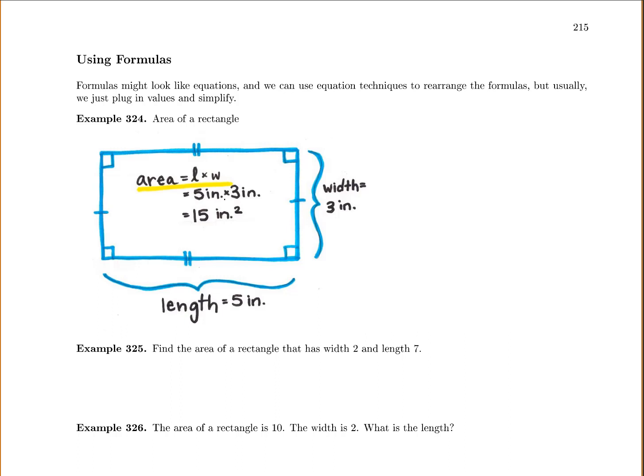So let's try it with an area of a rectangle that has width 2 and length 7. So we know our equation is area equals length times width. Let's see, so find the area of a rectangle that has width 2, so that means W is going to equal 2, and length equals 7. So coming back over to my formula, area is going to equal L. L is 7 times my width, which is 2. So 7 times 2 is 14.